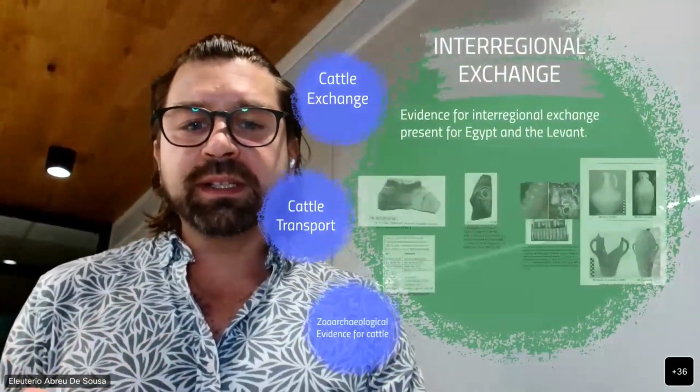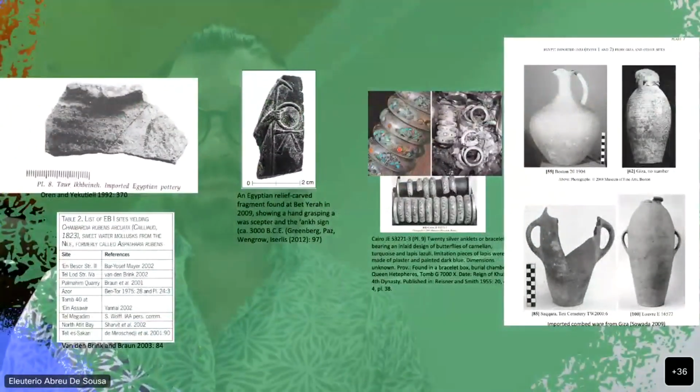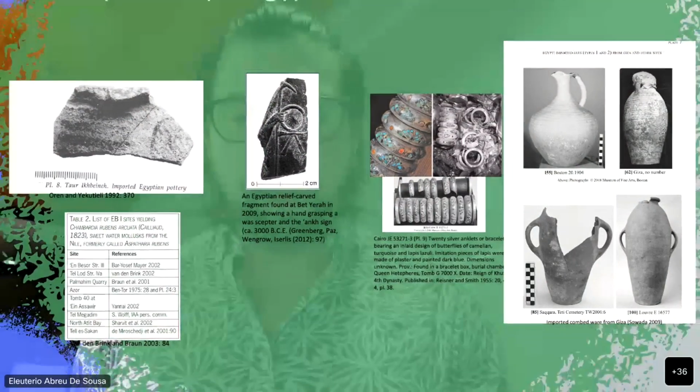First, we have evidence of interregional exchange between Egypt and the Levant. This, of course, takes the form of pottery. We have an Egyptian relief carved fragment from Bet Yera. We have the jewelry, as you see here on the side, that's inlaid with carnelian, turquoise, and lapis lazuli, objects and materials that basically aren't found here in Egypt. And in the far left-hand corner, we have a table from EB1 sites that contain mollusks from the Nile Valley that were also found in the southern Levant.